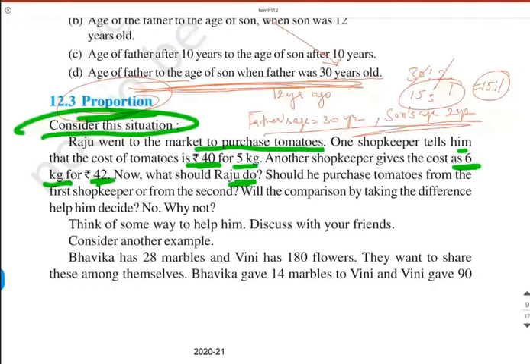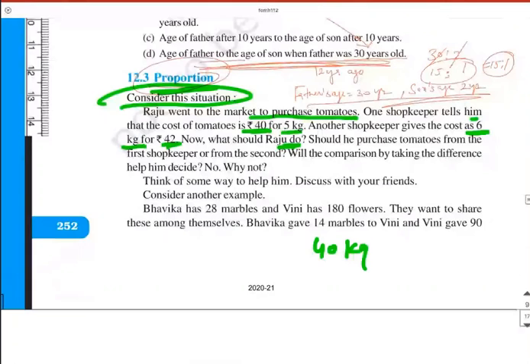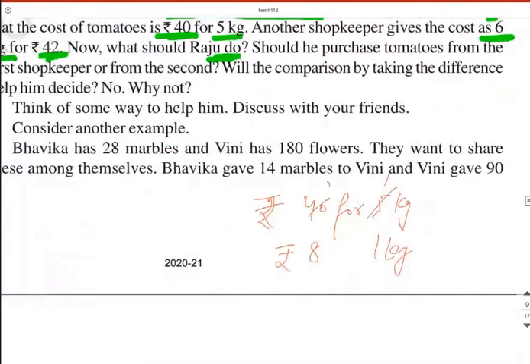See, 40 rupees for 5 kg. I told you the unitary method. For 5 kg it is 40 rupees. So for 1 kg, how many rupees? 8 rupees. How do we get that? 5 eights are 40. So we get 8 rupees for 1 kg.